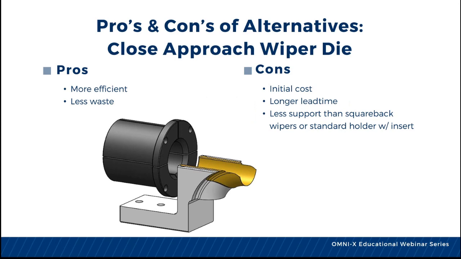The pros of close approach wipers are that they are more efficient and result in less waste. The cons of close approach wipers are that they have a higher initial cost and longer lead time compared with standard holders. Additionally, they do not provide as much support as square back wiper dies nor standard wiper holder with insert.